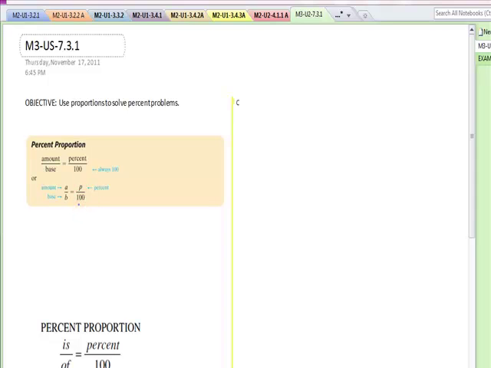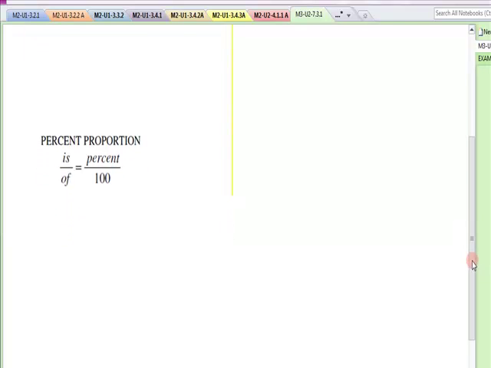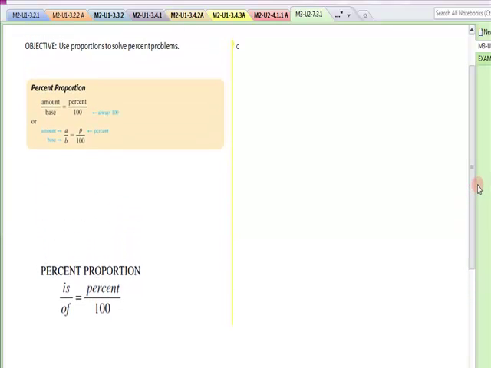The only problem that I have with that is that it is sometimes difficult to determine in a statement like 5% of 49 is what number. It's hard to determine what's the amount and what's the base. So we have a little percent proportion that might not be quite so mathematical, but in the English language is very, very easy to remember. The is number, which will be the subject of your sentence, is to the of number as the percent is to 100. Is over of equals percent over 100.